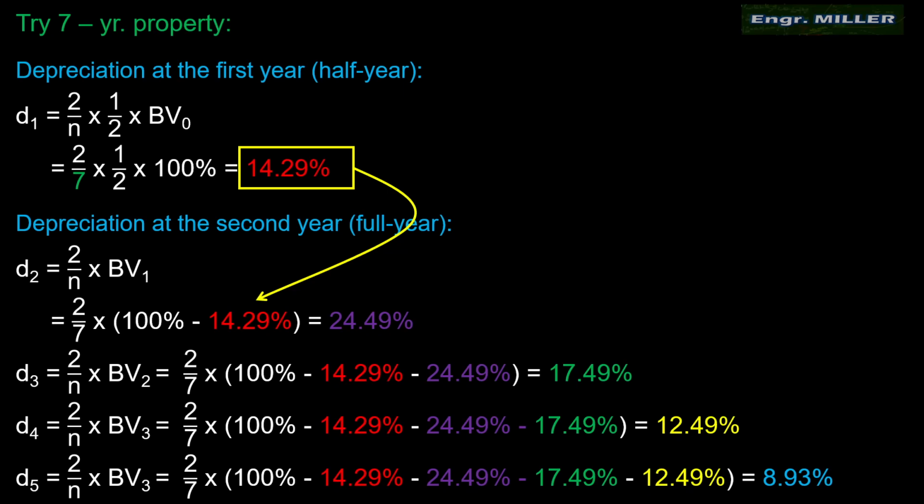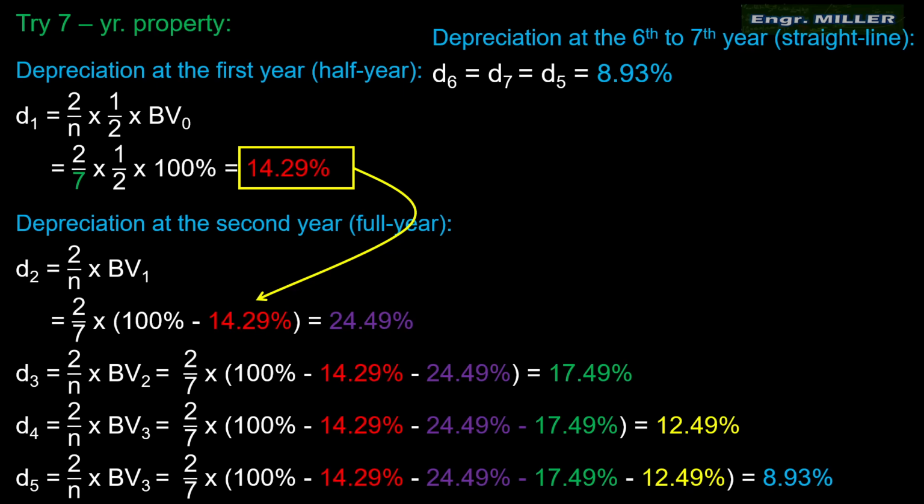Now, you will notice doon sa table, pagdating ng 5, 6, and 7, yung depreciation doon ay pare-parehas. And that's because from fifth year, it will shift to straight line method. Pag straight line, yung depreciation rate ay pare-parehas. That's why at the 6th and 7th year, it shifts to straight line method. Therefore, yung depreciation sa 6th year ay parehas sa 7th year, which is the same as the 5th year, which we calculated as 8.93%. So, it shifts to straight line method.